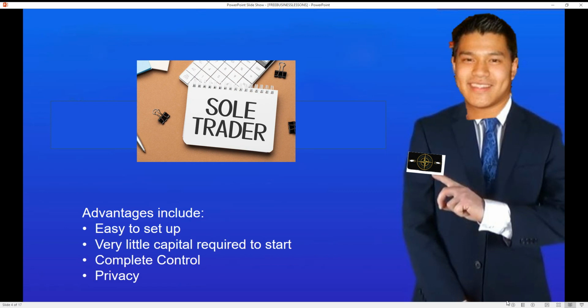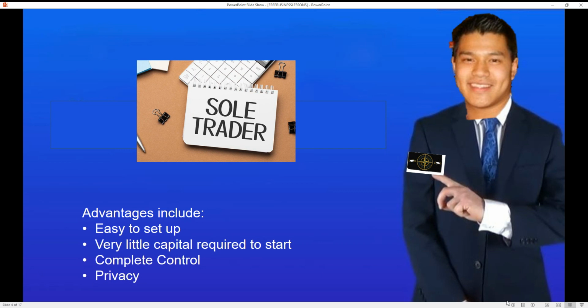The advantages are, as mentioned earlier, that it's very easy to set up, compared to partnerships, private limited and public limited companies. Very little capital required to start. You don't need a lot of money. You can start a business for like 50 to £100 as long as you've got the stock to sell. You're away, and you get complete control. Not only do you keep 100% of the profit, you are your own boss. You make all the decisions.